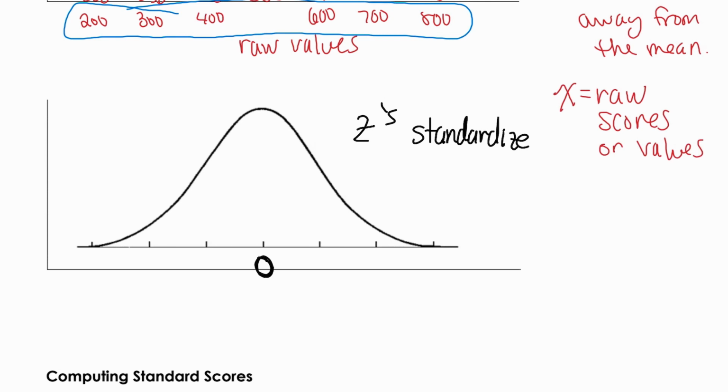The center would always be 0 because our Z represents how far away we are from the mean. And if we're at the mean, there's no distance, so we would call that 0. Z would be 1 if we're 1 standard deviation away from the mean to the right, and then Z would be negative 1 if I'm 1 standard deviation to the left. This would be a 2 because I'm 2 standard deviations away on the right, this would be -2, and so forth.